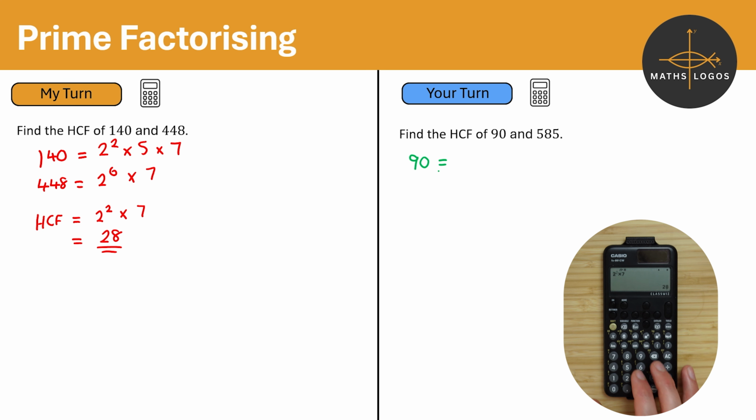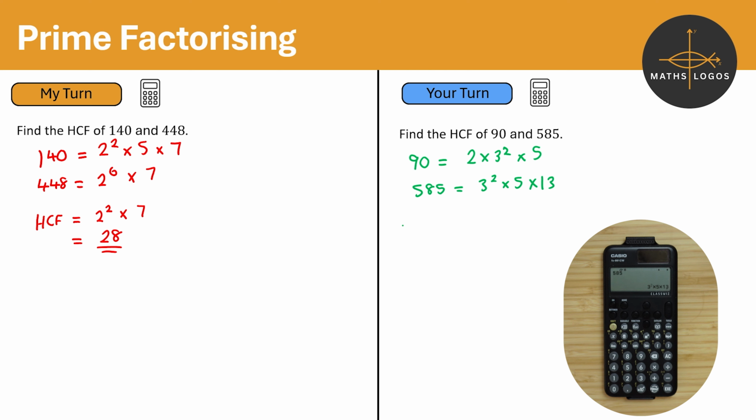Let's type 90 into our calculator and write it as its prime factorized version. So it comes out as 2 multiplied by 3 squared multiplied by 5. My 5's look like S's. Let's do the same for 585. Again, let's see what it gives us. So 585 is equal to 3 squared multiplied by 5 multiplied by 13.